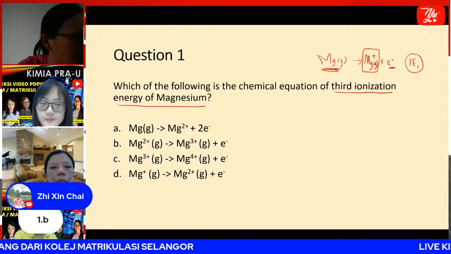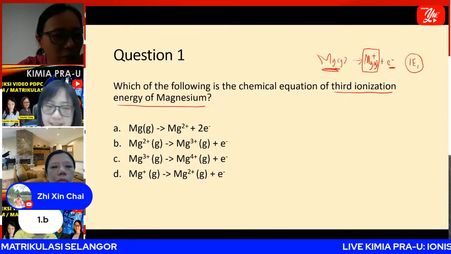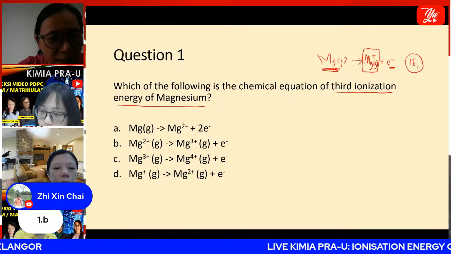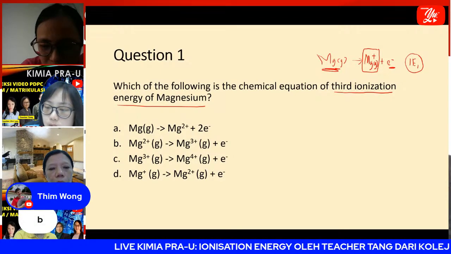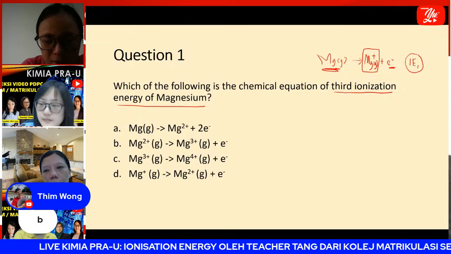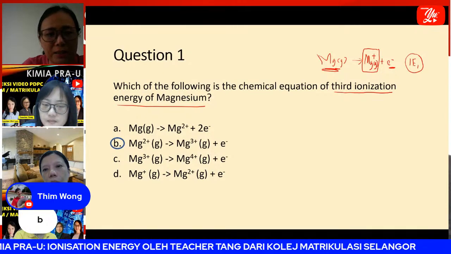Any answer from students? Yes, teacher Tang. So what's your answer? Jinsin and Tim Wong, which is B. Okay, very good. The answer is B.